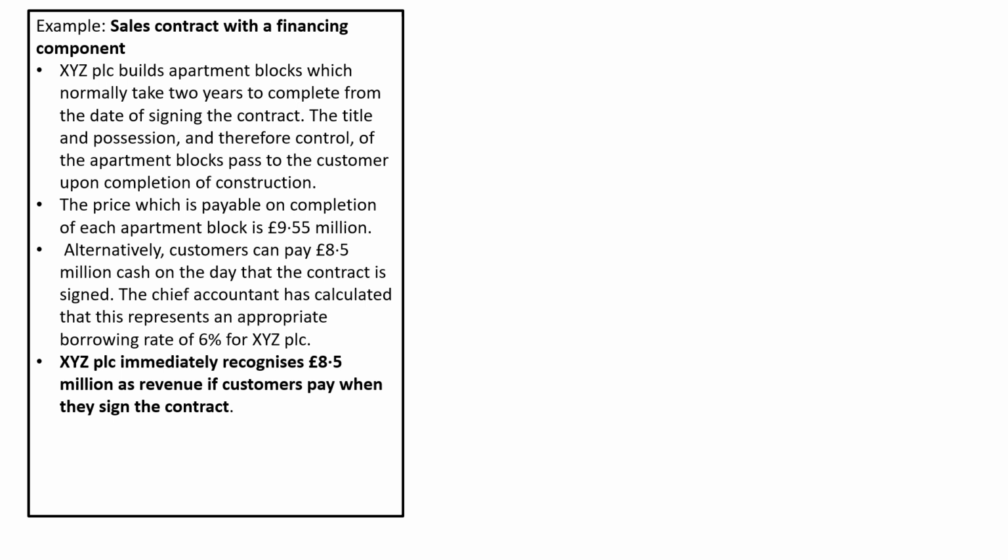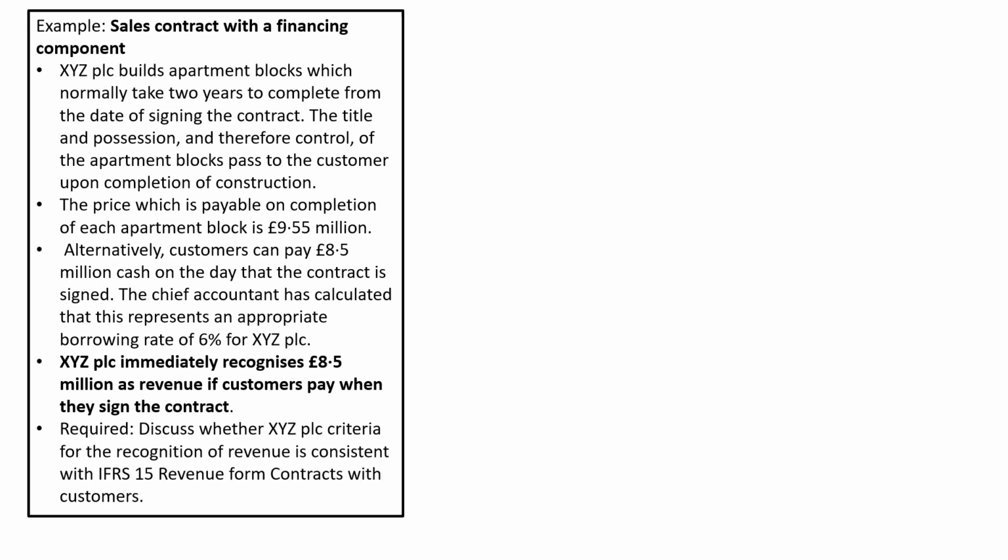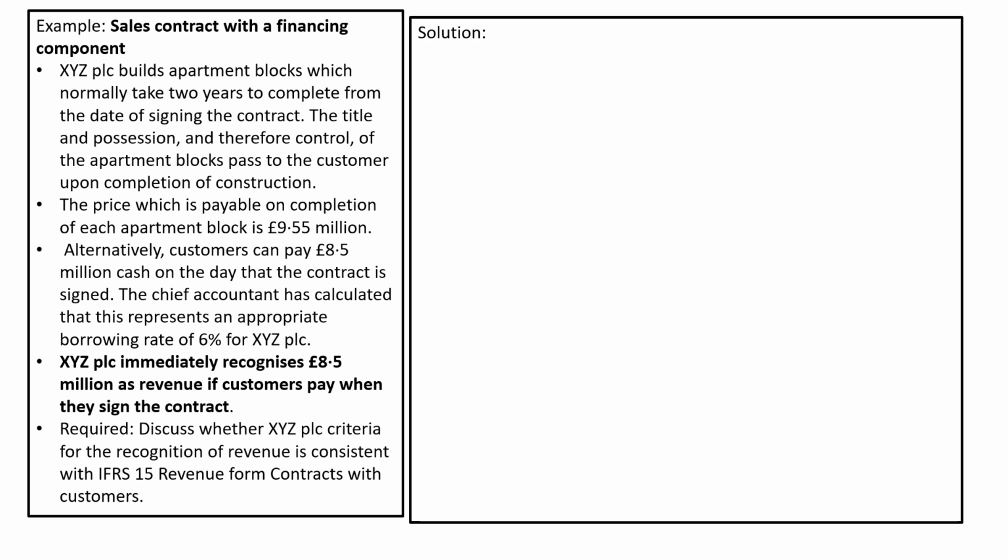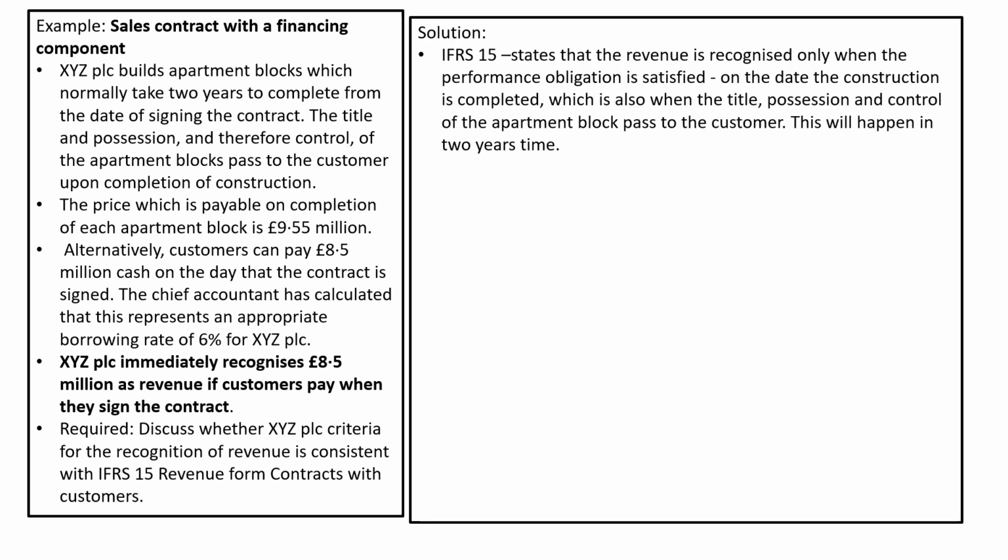XYZ PLC immediately recognizes 8.5 million as revenue if the customer pays when they sign the contract. Required: discuss whether XYZ PLC's criteria for the recognition of revenue is consistent with IFRS 15. So let's look at the solution.